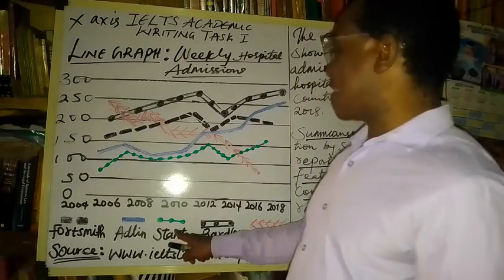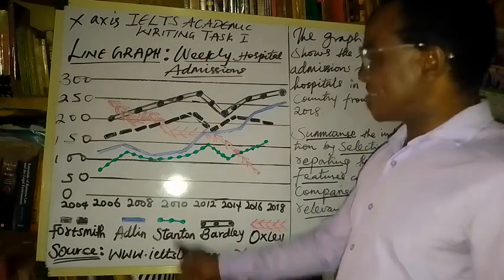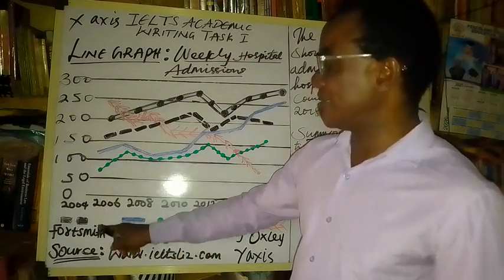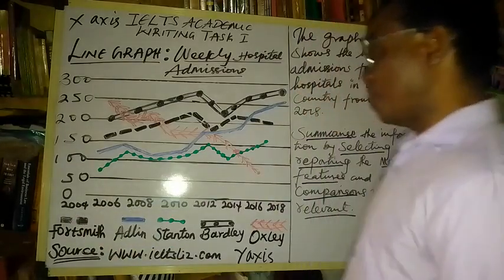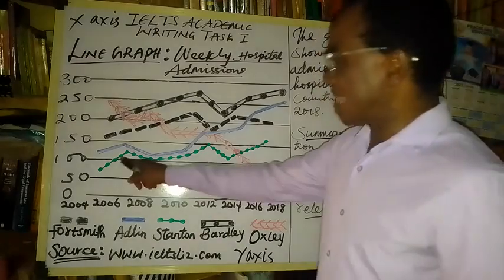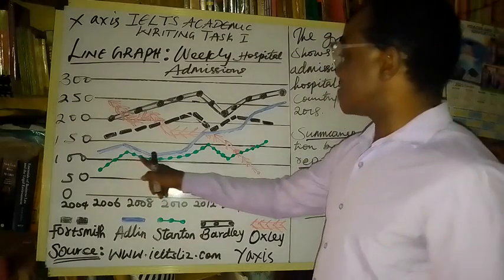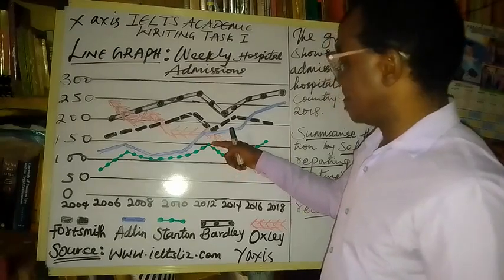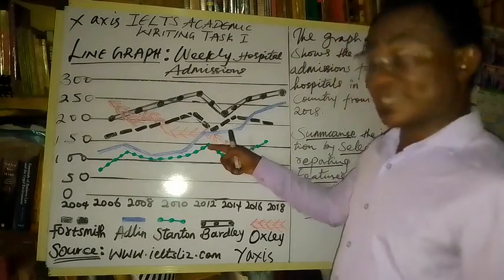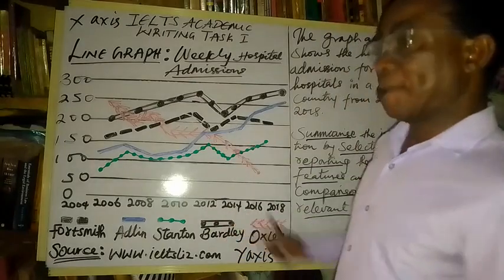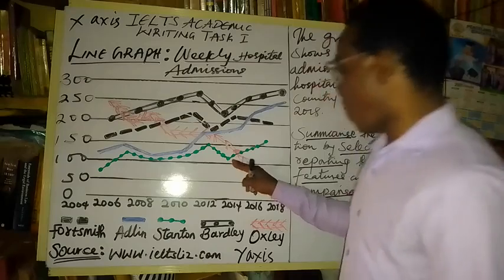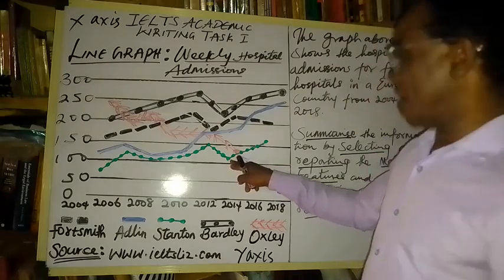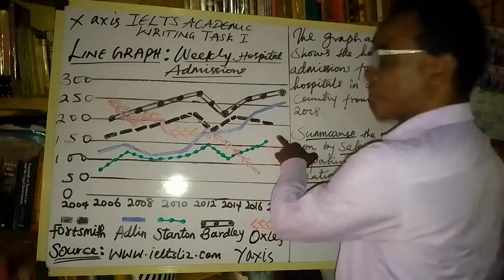Then we talk about Stanton Hospital, which started rising at above 50 patients as the study was beginning in 2004, rose above 100 patients, and stabilized while peaking again at 150 patients in 2012, but this is quickly followed by a fall to just below 100, after which it started rising again.